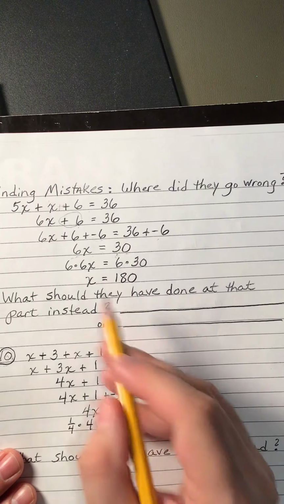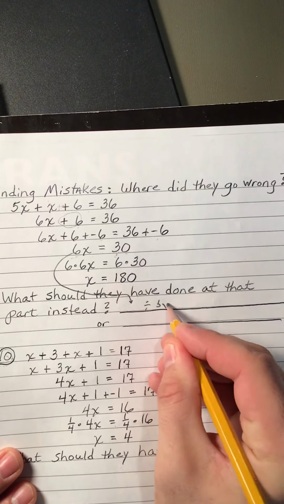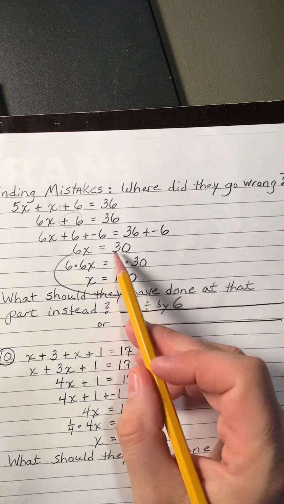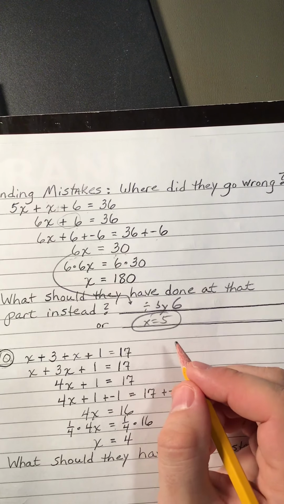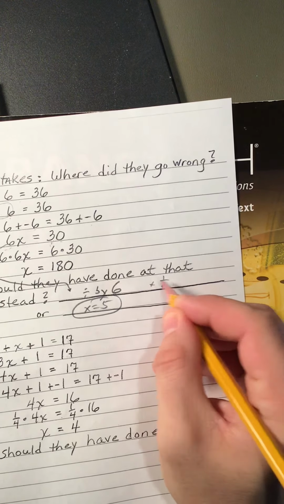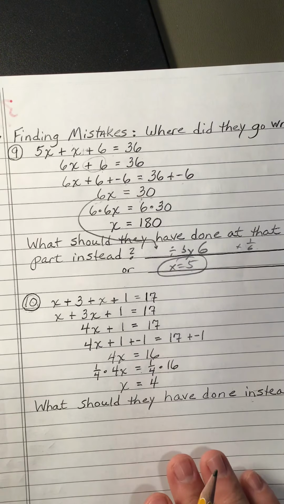Okay, what should they have done instead? They should have divided by 6. So 30 divided by 6, they should have gotten x equals 5. Other thing you could have said, you could multiply by the reciprocal of 1 over 6. It doesn't matter. Either way, you'd have got 5. Let's look at the next one.